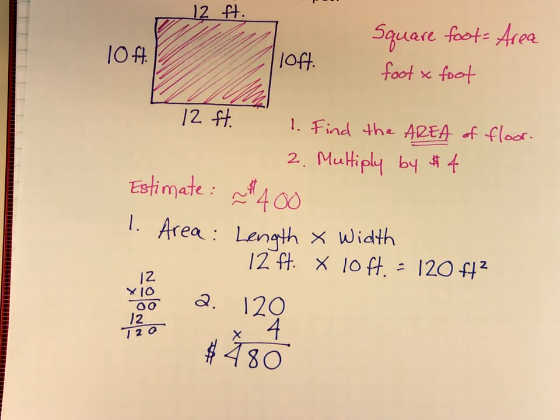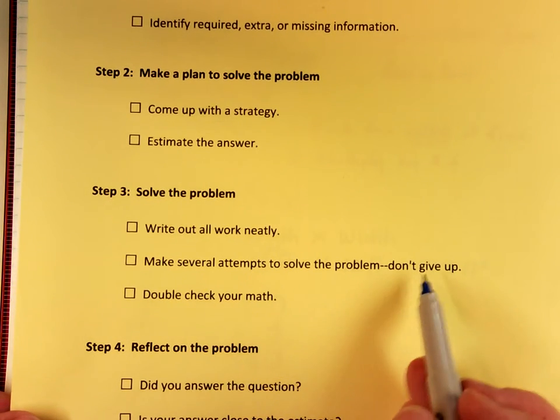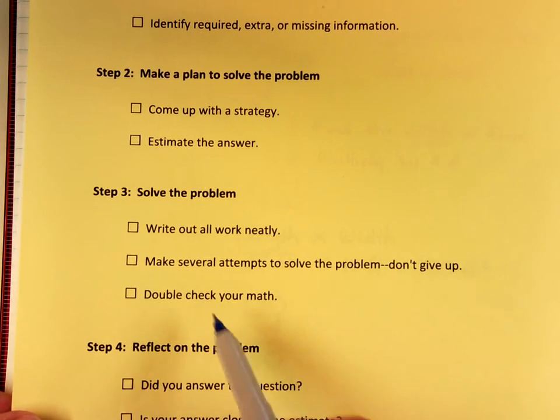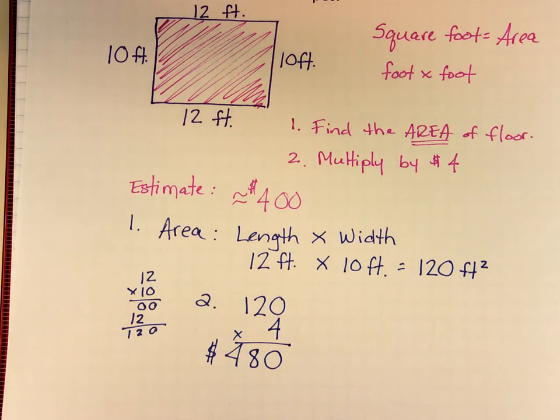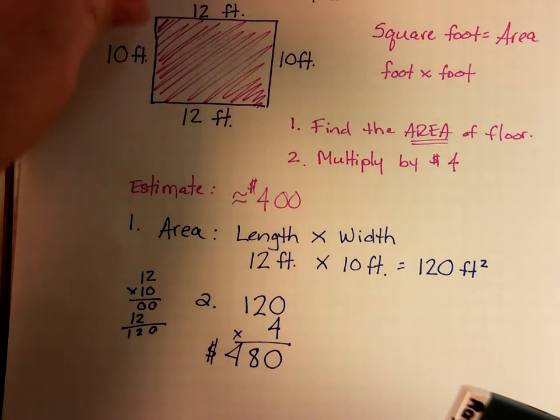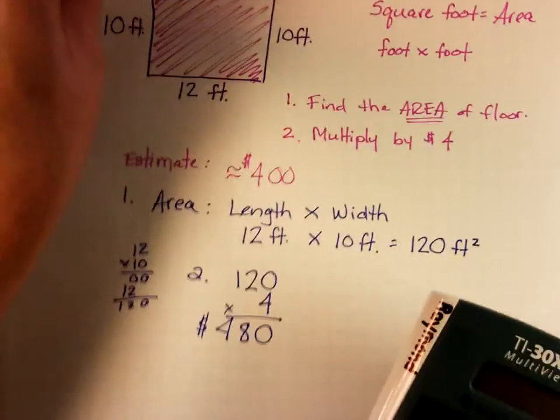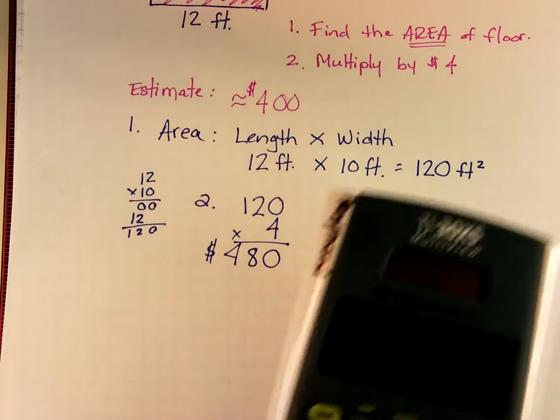Now, let's go back to our solving word problems checklist. We did not give up. Yay, we have an answer, but we have not double-checked our math. So let's go ahead and do that. And even when the numbers are easy, sometimes it's nice to bring out a calculator. Let's do that.